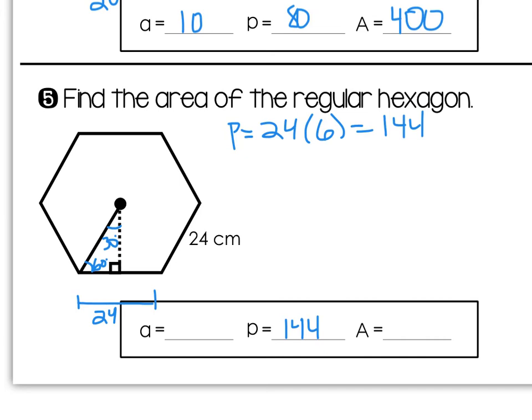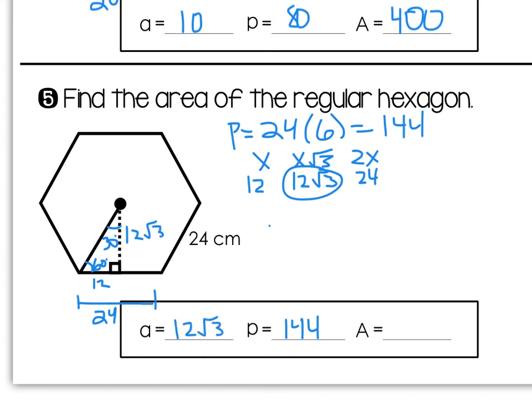Now I need to find my apothem. It's a special right triangle: x, x root 3, 2x. If the whole side is 24, the little side in my right triangle is 12. That's opposite my 30-degree angle, and I need what's opposite my 60-degree angle, which is 12 root 3. If I needed the hypotenuse, it would be 24, but nobody cares about it right now. So my apothem is 12 square root 3. Area equals 1/2 perimeter, which was 144, times apothem, which is 12 root 3.